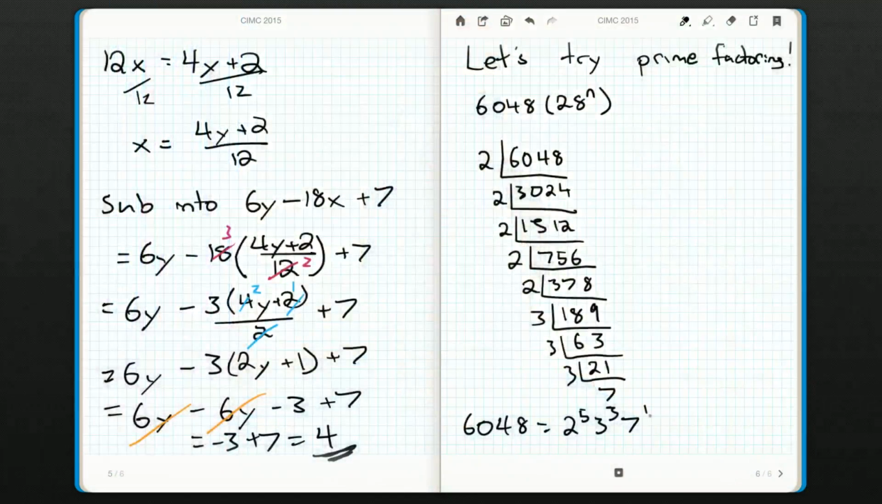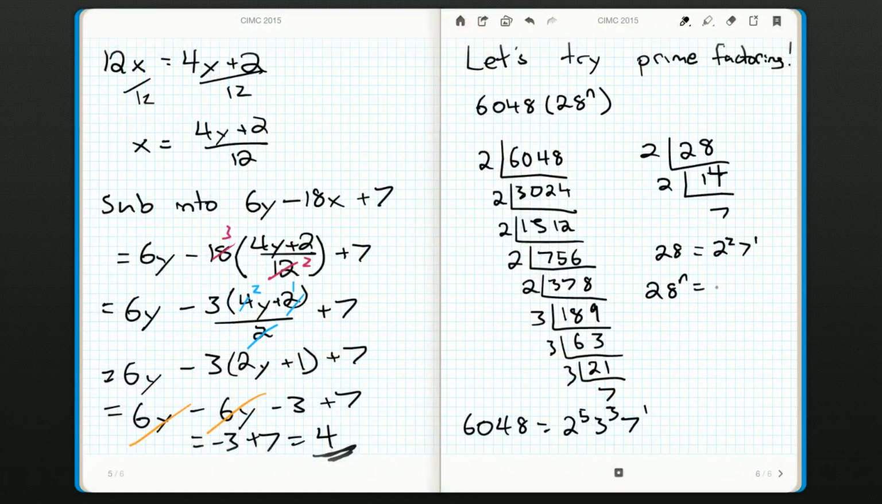Okay. Well, 28, you can easily work that out. So it's got a 2, so that's 14. So that's another 2, and that's a 7. So 28 is 2 to the 2 times 7 to the 1. So if I did 28 to the n, that'd be 2 to the 2, 7 to the 1, all to the power n.